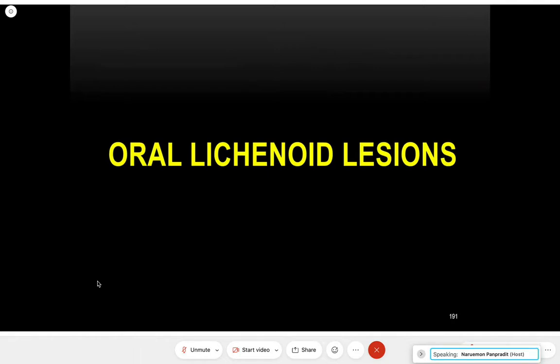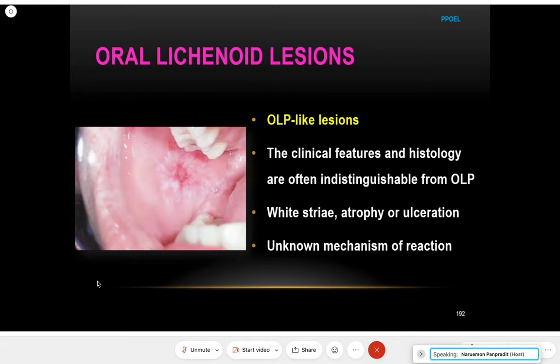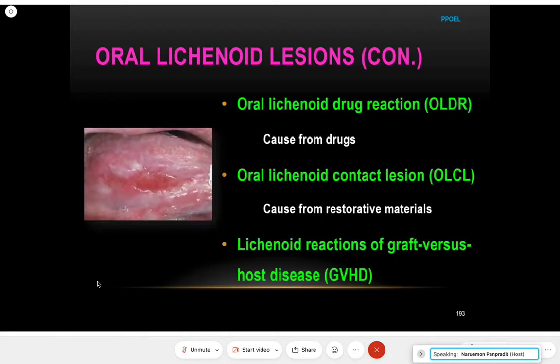Okay, next one. The lesion that looks very similar to lichen, we call the lichenoid lesion. The lichenoid lesion is an OLP-like lesion. Everything looks similar to lichen, like the clinical features or histopathology. You cannot tell them apart simply. But a lichenoid lesion has a cause. Lichen has no known cause, unknown cause. But oral lichenoid has a cause.